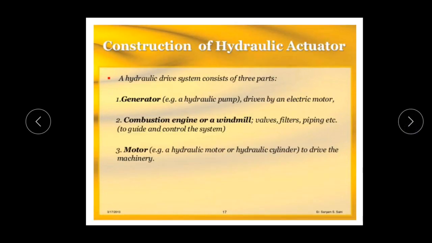The construction of hydraulic actuators. A hydraulic actuator system consists of three parts. Number one, a generator, for example, a hydraulic pump driven by an electric motor, a combustion engine or a windmill. Second, the control parts, such as valves, filters, pipings, etc. The third one is a motor, for example, hydraulic motors and hydraulic cylinders, to drive the machinery.